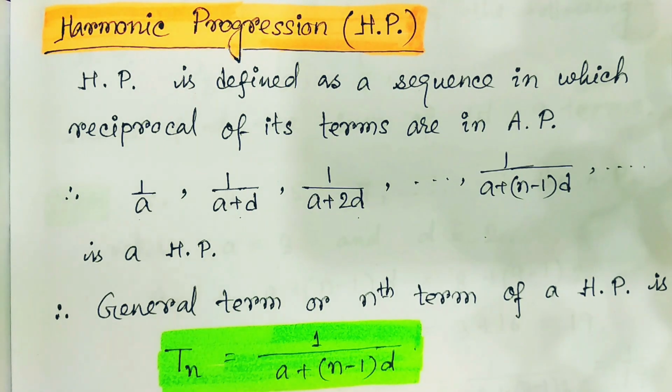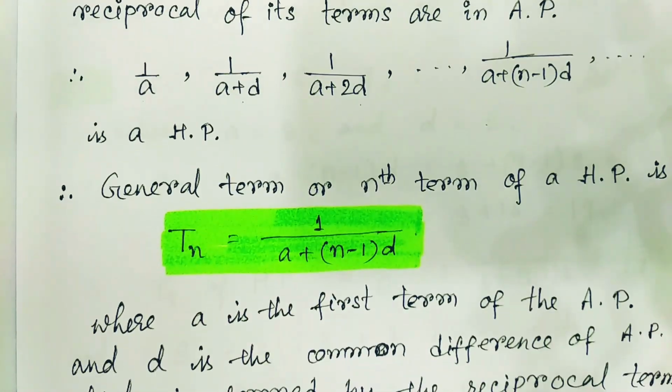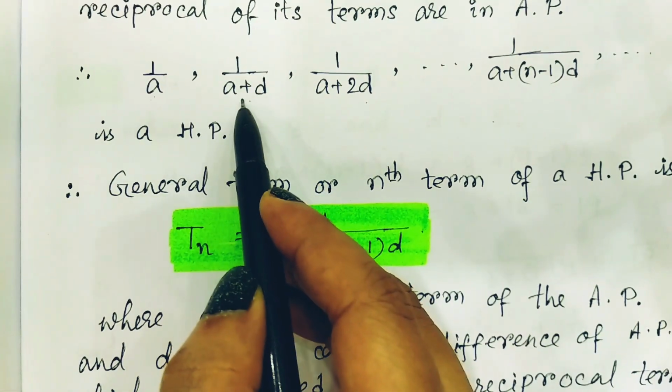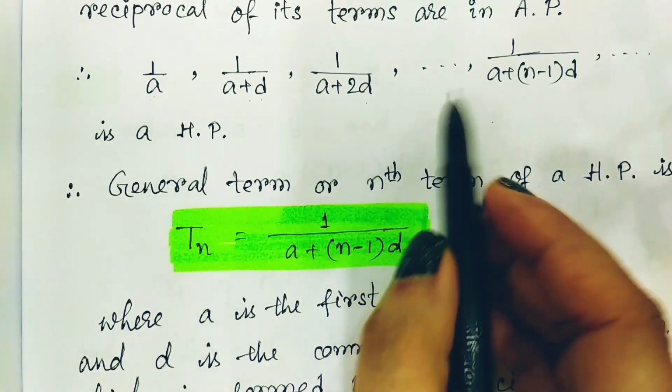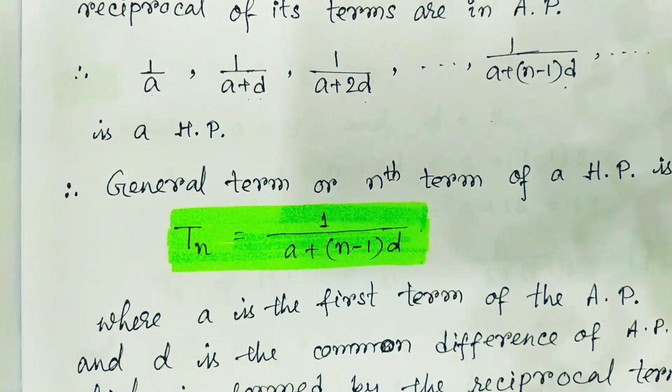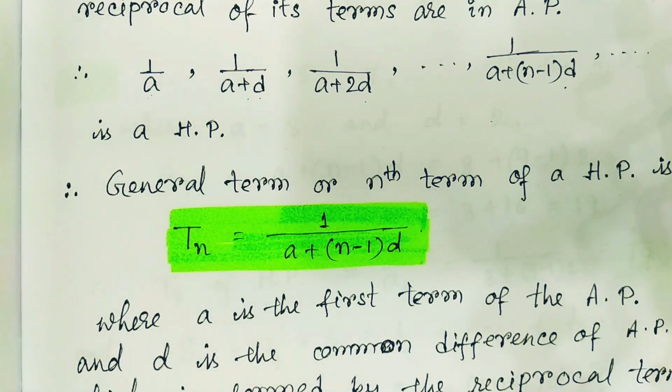How will we find its general term, Tn? We can take the first term as 1 by A, the second term as 1 by A plus D, and in this way the nth term should be 1 by A plus n minus 1 into D. So if we have a harmonic progression, at first you find its reciprocal to get the AP series. Now whatever properties of the AP series we know, we can apply over there. After applying that, we take the reciprocal again to convert it back into the HP.